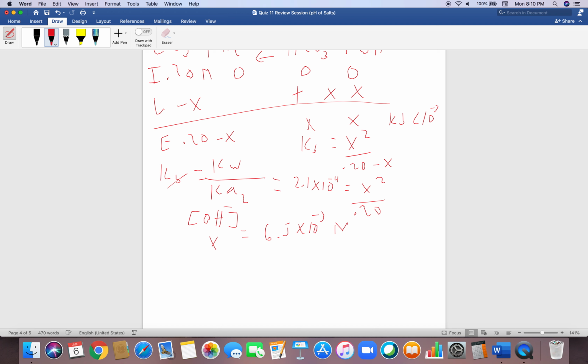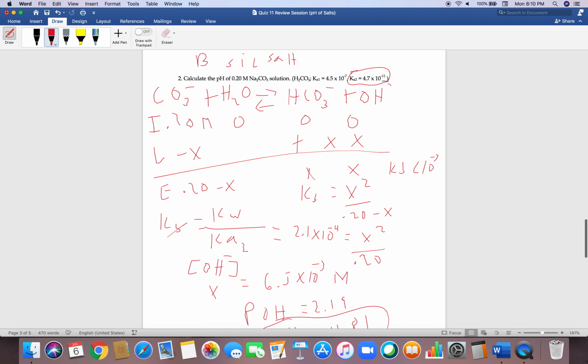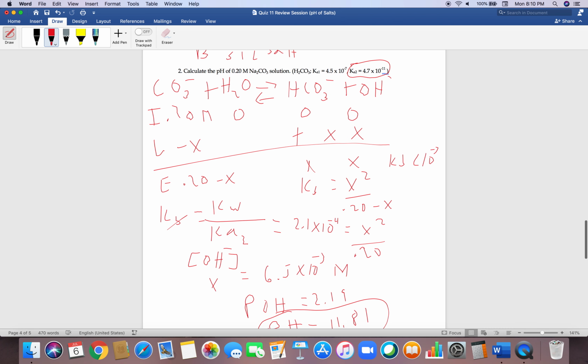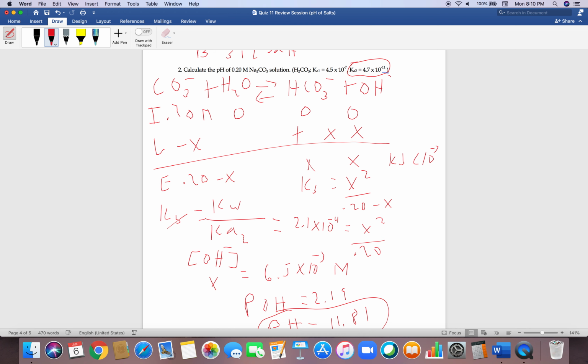So by now you should be able to get the pOH from this, and the pOH would be 2.19, and the pH would be 11.81. And that makes sense because, like we said in the beginning, it's a basic salt. So we get a basic solution. So just got to be careful here with your Kas. And once again, it's all about identifying what's contributing to the pH. And in this case, it was the carbonate ion.